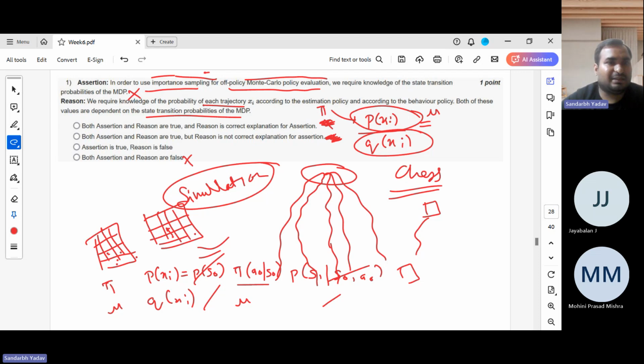But here the reason says that we require knowledge of the probability of each trajectory. We don't. We simply need knowledge of the ratio, not the transition probabilities, because if we expand this ratio, those get cut out. So we don't need that, right? So you can see whether the reason is true or false. We don't need that information of transition probabilities in Monte Carlo methods.